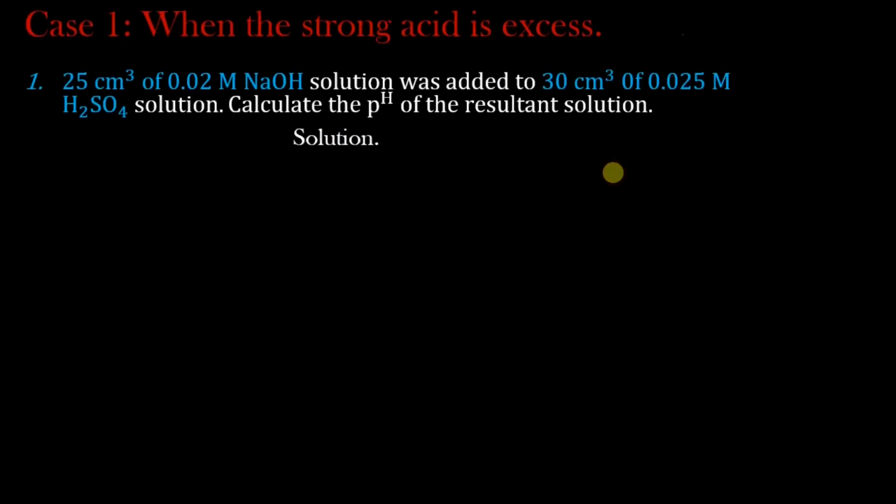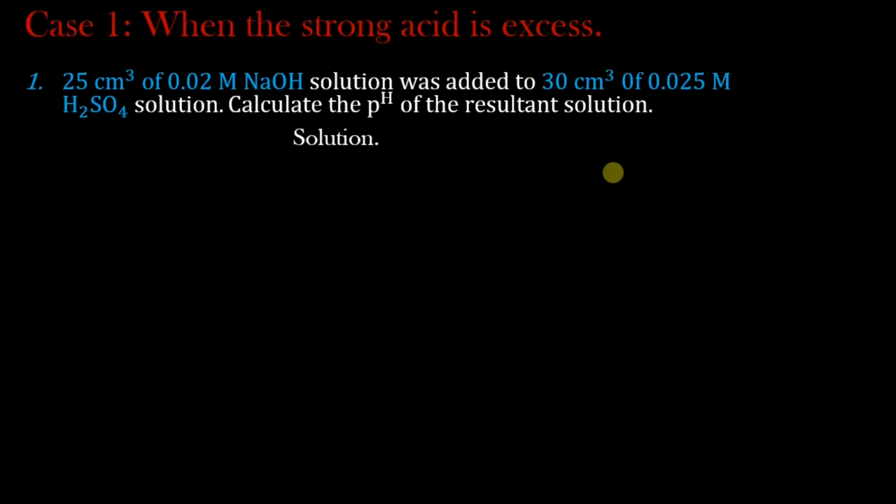Our case 1 is when the strong acid is in excess. In this question, we have 25 cubic centimeters of 0.02 molar sodium hydroxide solution reacted with 30 cubic centimeters of 0.025 molar sulfuric acid, and we are required to calculate the pH of the resultant solution, or the pH at the end of the reaction.